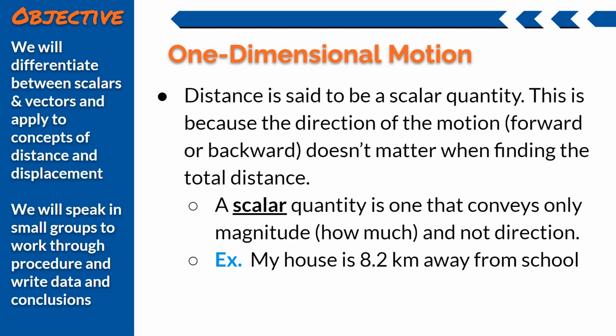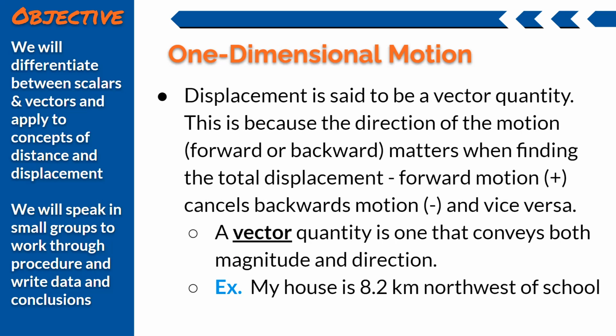But that would be a distance, because that would be along the roadways. Displacement is said to be a vector quantity. Again, that's a second term that you're going to want to write down here. There's two types of measurements. We're going to talk about scalar and vector.